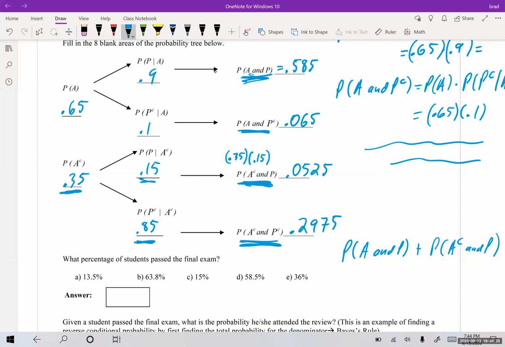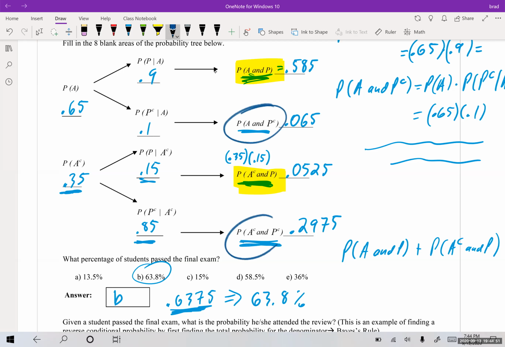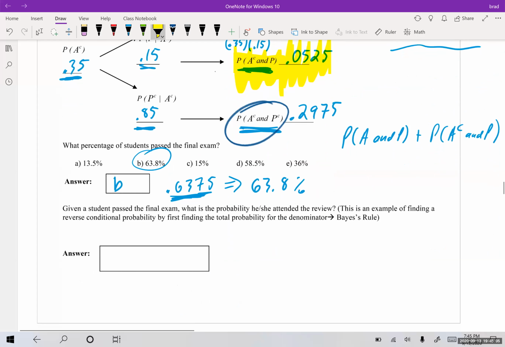Let's go back here. 0.6375 is actually 63.8% if I round off, if I convert this to a percentage. So our answer would be B, 63.8%. All I did was find which of these outcomes had passing. That had passing and that had passing. Notice that this one was not passing and this one was not passing. So those weren't the two outcomes I was worried about. I was only worried about this one and this one because these have passing, and they wanted to know what percentage of students pass the final exam.